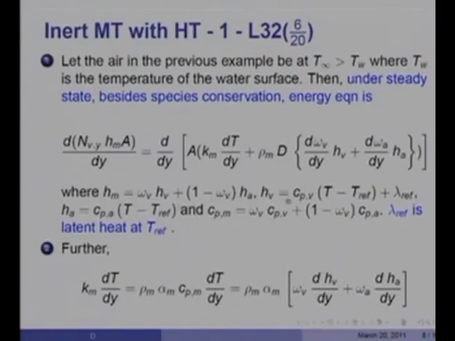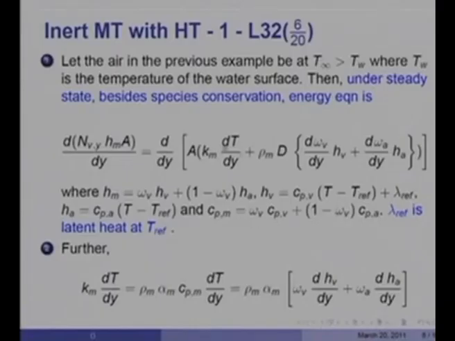H_v of course would be given by specific heat of vapor times T minus T_ref plus λ_ref, which is the latent heat at temperature T_ref, and H_a would have only the sensible part, C_pa times T minus T_ref, and the mixture specific heat would be simply ω_v C_pv plus ω_air C_p air. So, that is what this formula entails.